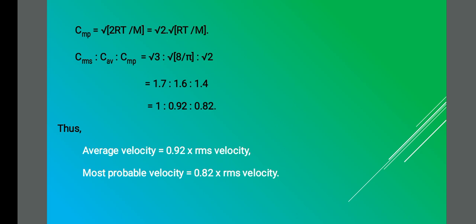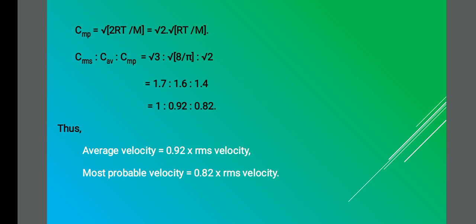So the common term in all of them, average velocity, root mean square velocity and most probable velocity, is the square root of RT by M. We can remove it. So the equation can be written as C RMS is to C average is to C MP equal to square root of 3 is to square root of 8 by pi is to square root of 2. The values are 1.7 is to 1.6 is to 1.4, which is nothing but 1 is to 0.92 is to 0.82. Or simply, you can write average velocity is equal to 0.92 into RMS velocity, and most probable velocity is equal to 0.82 into RMS velocity.